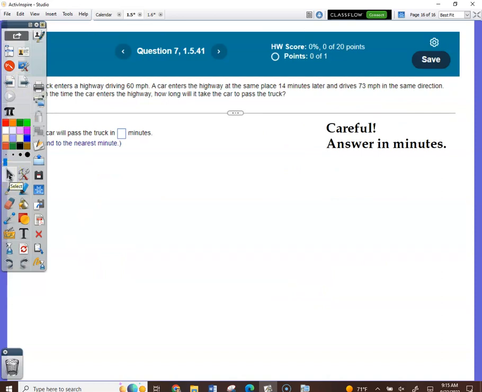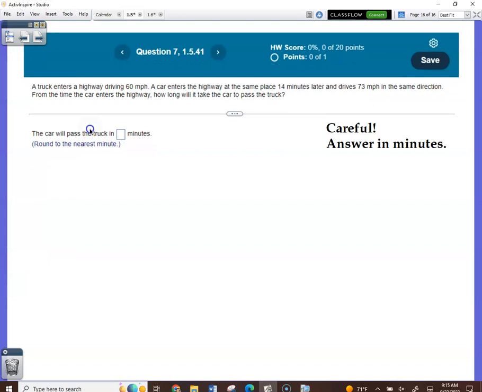Right here. I copied it because I knew this was going to be an issue. This is 7. This is the one I said, heads up, watch out. This is like the airplane one, but in terms of trucks getting on the highway. They tell you the speed in miles per hour, but then right here they say a car enters the highway 14 minutes later instead of an hour later. So you have to be careful here. Try it first. Try it on your own.